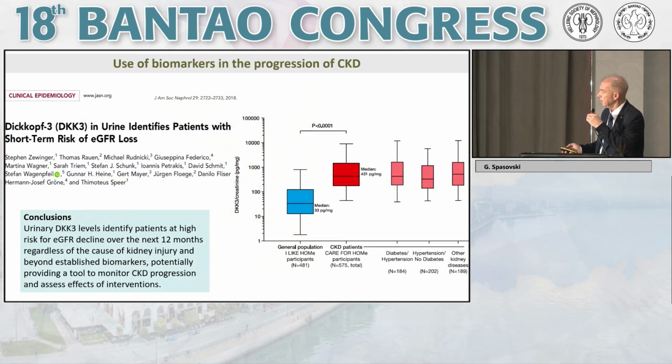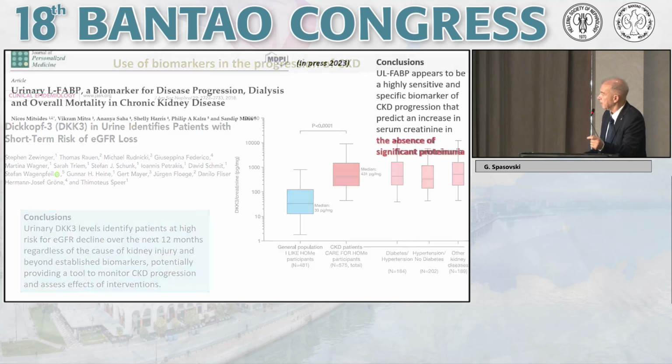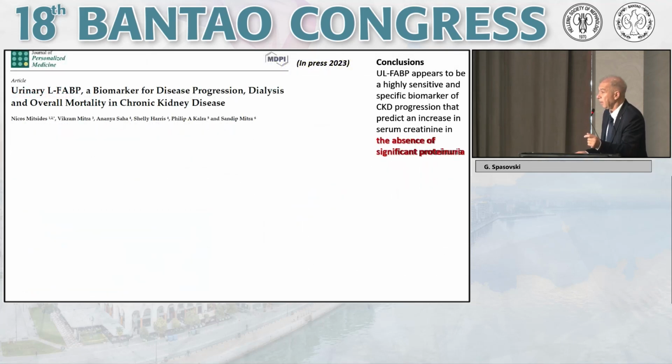In that regard, I present this marker, DKK3. Professor Fliser is in favor of this marker. You see the difference: a median of 33 in the general population compared to 431 in CKD, which is increased and gives a risk of fast progression in the next 12 months. This is a very new marker, and the paper is in press from our friend Philip Kalra from Manchester.